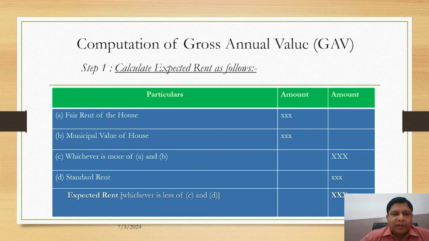Now, moving further, computation of gross annual value. It is divided into three steps. Step 1: calculate expected rent as follows. For calculating expected rent, we must know the fair rent of the house, the municipal value of the house, and the standard rent. In this chart, you will see fair rent and municipal rent are mentioned here, and the amount to be considered from A and B is whichever is more. Then, with standard rent, expected rent is whichever is less from C and D. So in the first step we have to calculate expected rent.